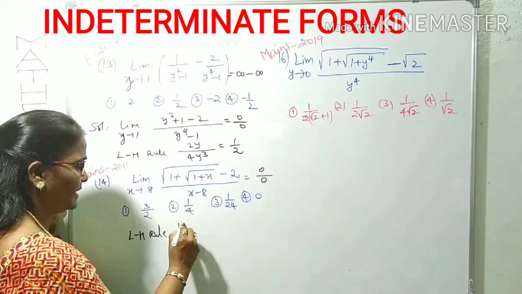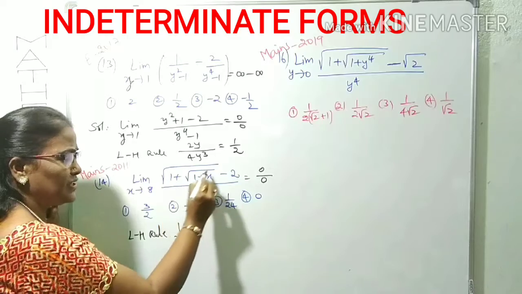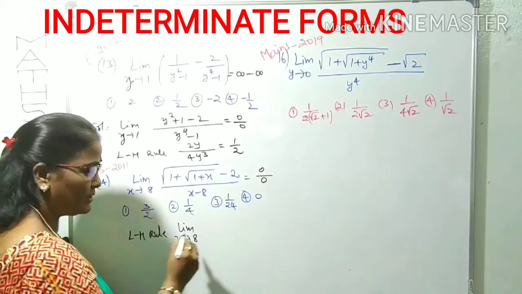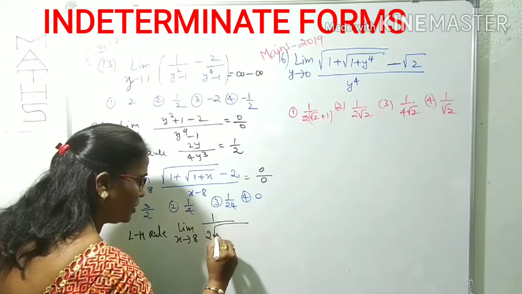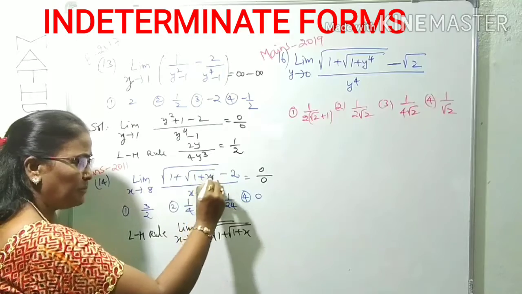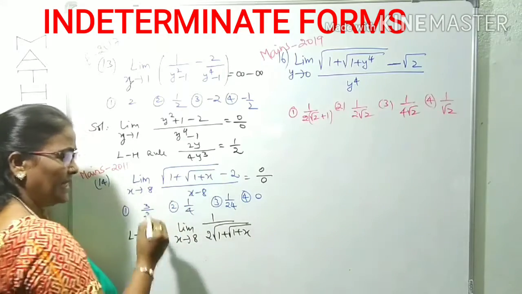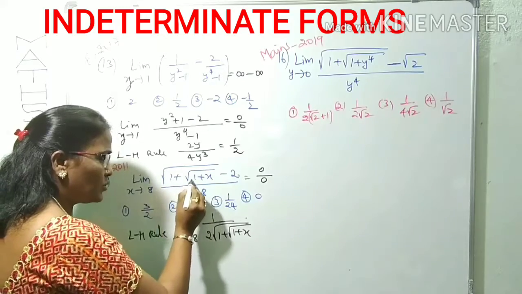Now, what is this limit? Limit x tends to 8 of this. It is in the form of root x. What is root x derivative? 1 by 2 root x, means 1 by 2 root over 1 plus root over 1 plus x. This is completely, first you can take the root x. Again internally there is one more function. What is that? 1 plus root over 1 plus x.